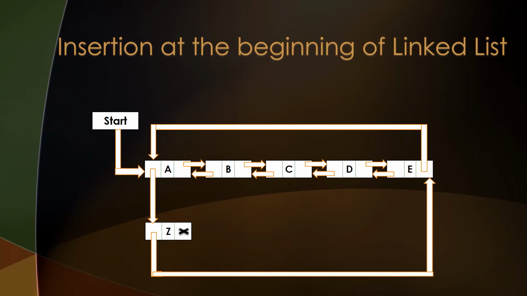The next step would be to ensure that the forward pointer of node Z now points to the node A in the linked list, and here it is, we have changed the same.